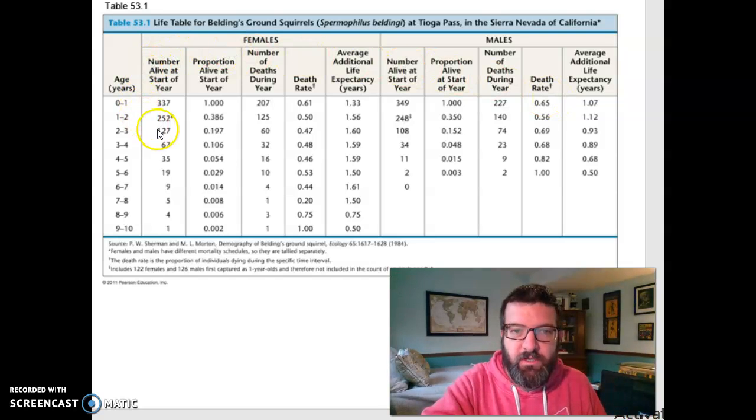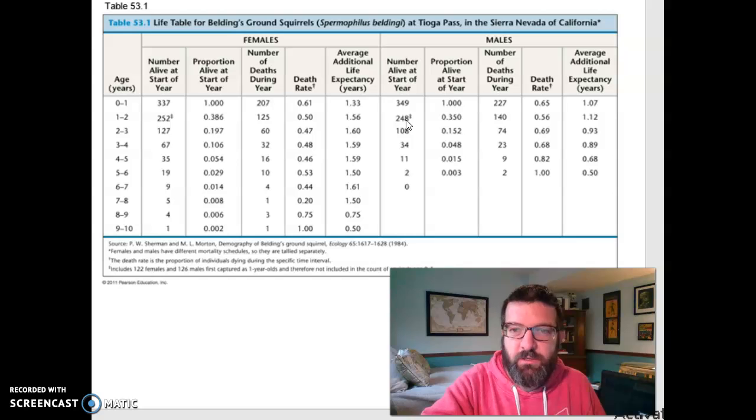And then we move on to the next year. So this is a weird number because it includes extra individuals that were caught. It really should be the number alive at the start minus the number dead. Should give you the next number. But anyway, so we start with 252 females, 248 males.